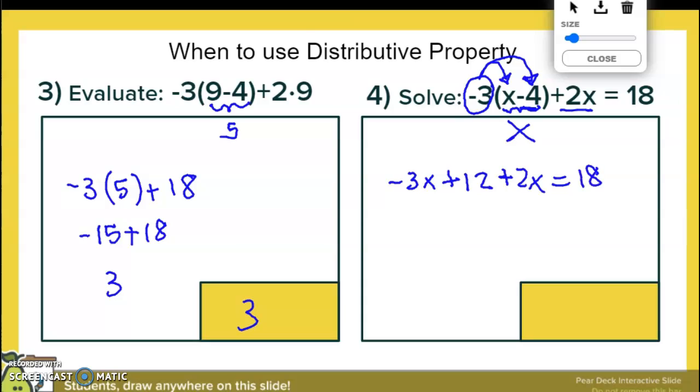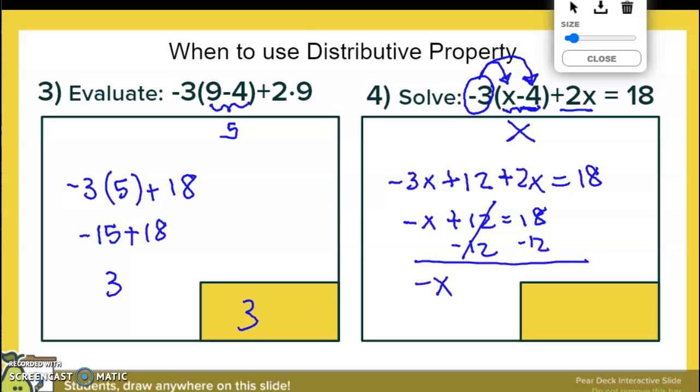So how do I go about this now? I have to combine like terms. Always combine like terms within one side of the equal sign first. Negative 3x and 2x gives me negative 3 plus 2 is negative 1. So negative x plus 12 is equal to 18. Then from here, I need to subtract 12. And that leaves me with negative x is equal to, what's 18 minus 12? That's just 6.